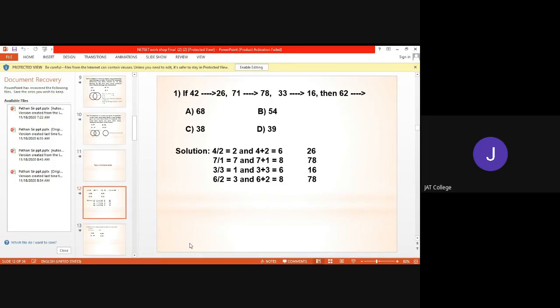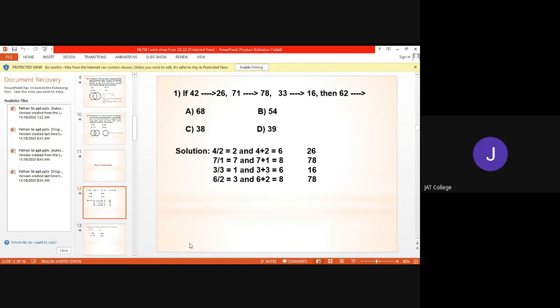So what we have to do? First of all, look at here, 42 and 26. Here 4, if 4 is divided by 2, then answer is 2. And 4 plus 2 equals 6. So in this way it is 26. Then 7 divided by 1 means 7, and 7 plus 1 equals 8. That means 78. 33: 3 divided by 3 means 1, and 3 plus 3 equals 6. So 33 corresponds to 16.